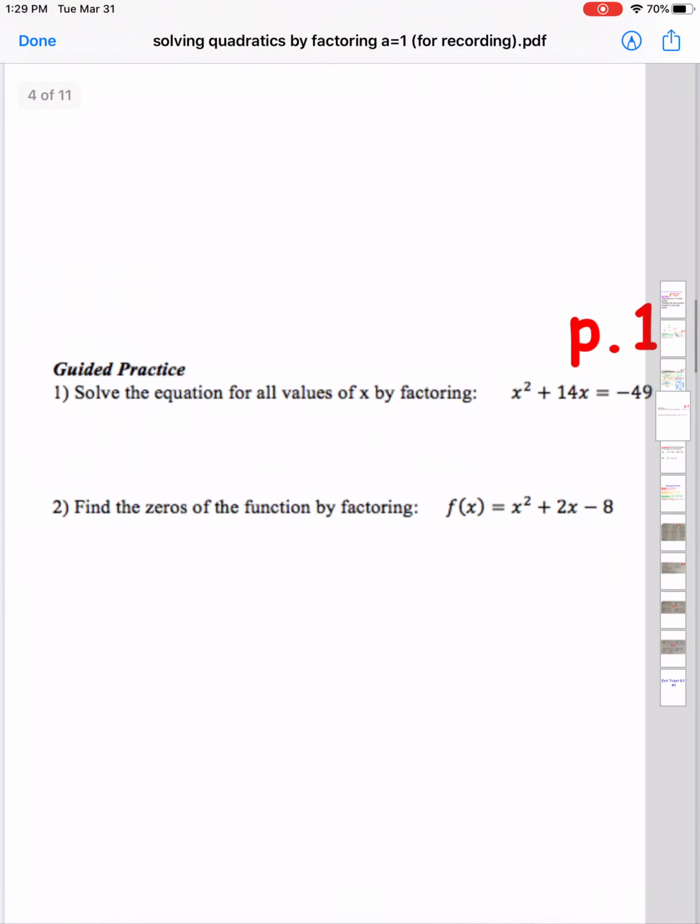So let's take a look at our guided practice. Again, at this point, I'd like you to pause the video and try to answer these two questions by yourself.